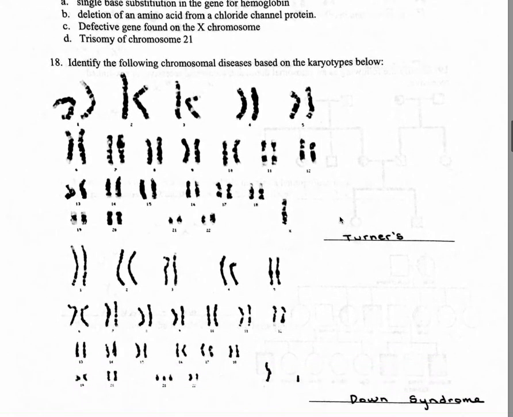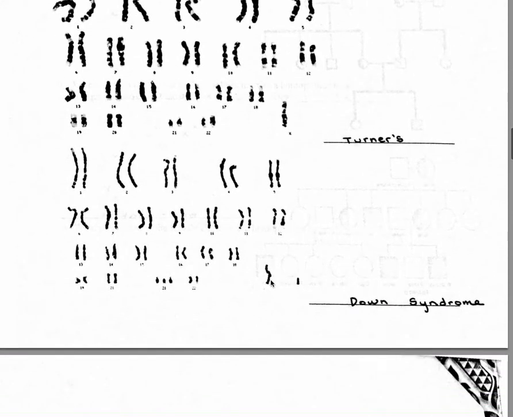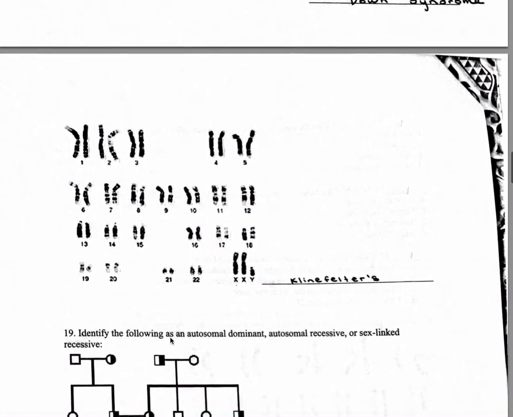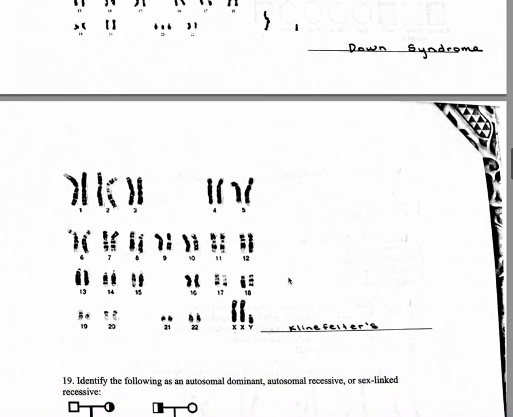Okay. Here, you know it's Turner's because you've only got one X chromosome. Everything else looks good. Here, your X and your Y look fine. Okay. But if you notice, you have 3 21s, so that's Down syndrome. Here, you've got an X and a Y, so that's Klinefelter. So these are the 3 chromosomal mutations.